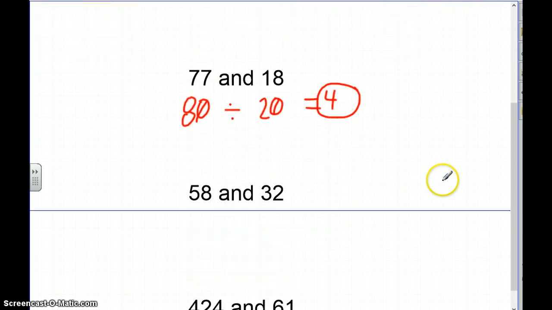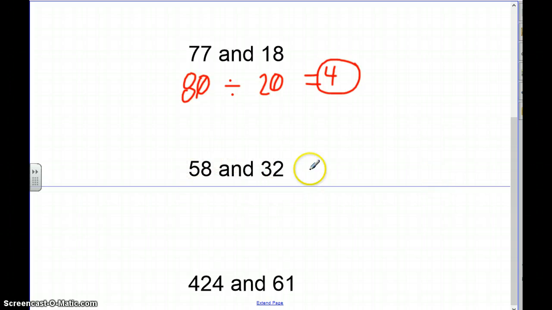All right? Let's look at this next example right here, 58 and 32. Can you think of two compatible numbers that are close to 58 and 32, and they can be divided evenly? Okay, hopefully you're thinking of 60 and 30, right? And in our heads, we can divide 60 and 30 using mental math. 6 divided by 3 is 2, and these zeros cancel each other out. So 58 divided by 32 is going to be about 2. 32 goes into 58 about 2 times.